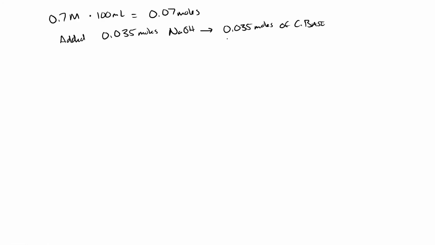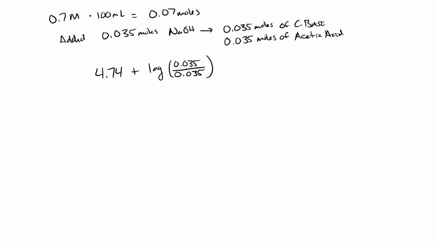So once we've added that much, we are going to have equivalent concentrations of conjugate base and acetic acid. And of course, at this point, we plug it into the Henderson-Hasselbalch equation. 4.74 is our pKa plus the log of 0.035 divided by 0.035. This turns into the log of 1. The log of 1 is 0. So we get 4.74 plus 0, and so the pH at this point equals 4.74.